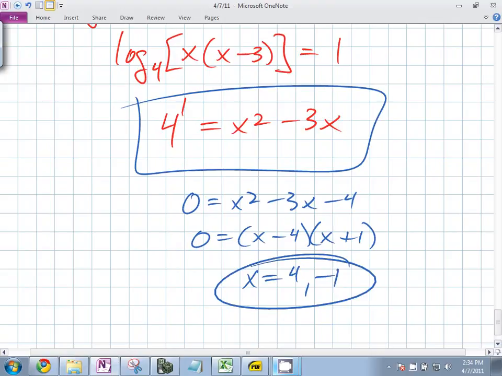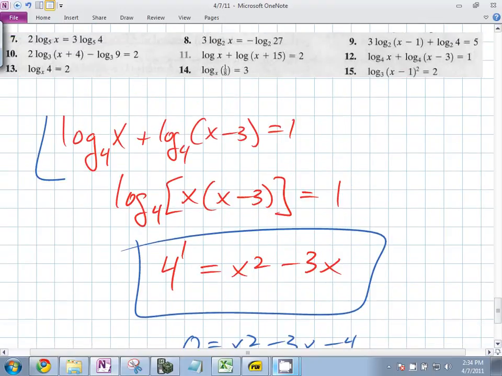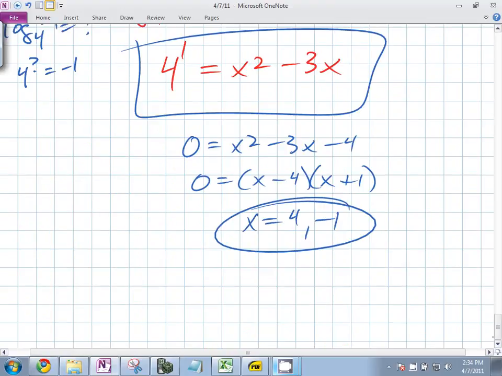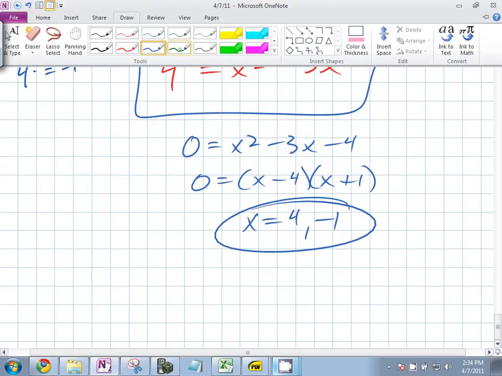Check. Always check. It's really important that you do, because if you go up here and you check -1 in here, log base 4 of -1, well, you do this: 4 to the question mark equals -1. 4 to any power, can it be negative? No. So it can't be what? Negative. So, what's your answer? You don't like -1. That is correct.